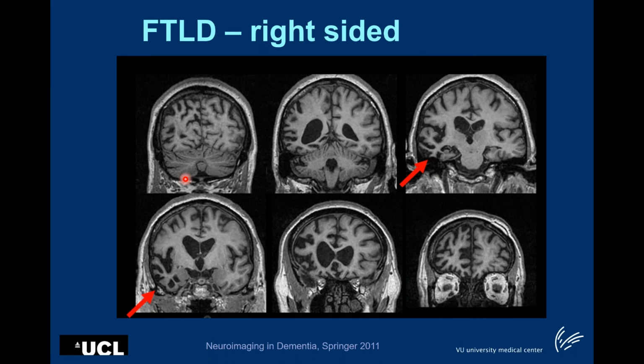Here's an example of an FTD on the right side. So this is the mirror image of the semantic dementia that I just showed you, which is on the left side. Again, notice the very asymmetric involvement of the hippocampus, but also the remainder of the temporal lobe. And in this case, it also extends into the frontal lobe, as you would expect, given the name of the disorder.